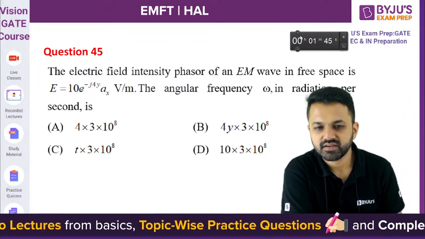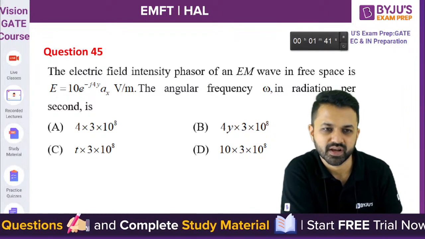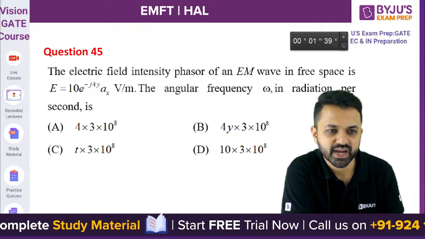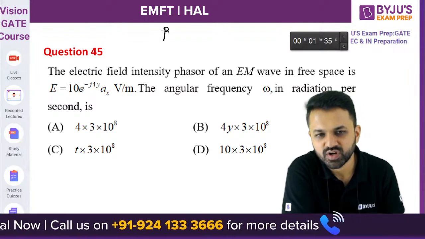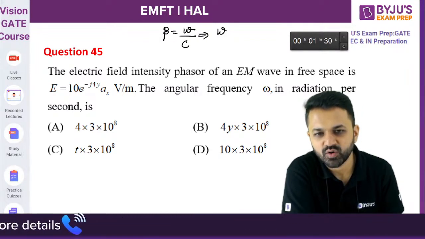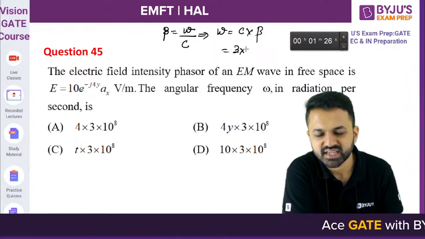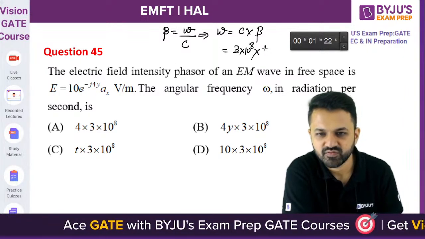See here, we want to calculate the angular frequency, that is omega. So what is given to us? Beta. Beta is equal to omega by C, so omega is equal to C into beta. What is C? C is 3 into 10 to the power 8. What about beta? Beta is 4.